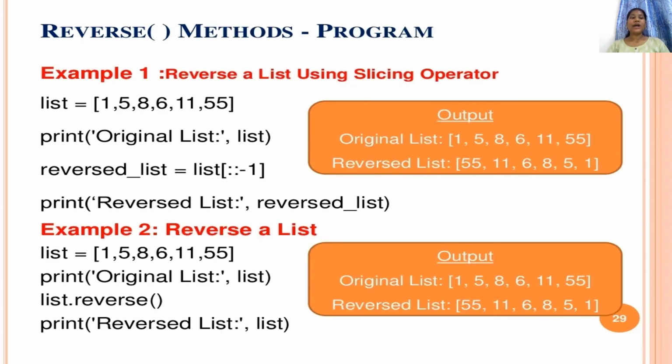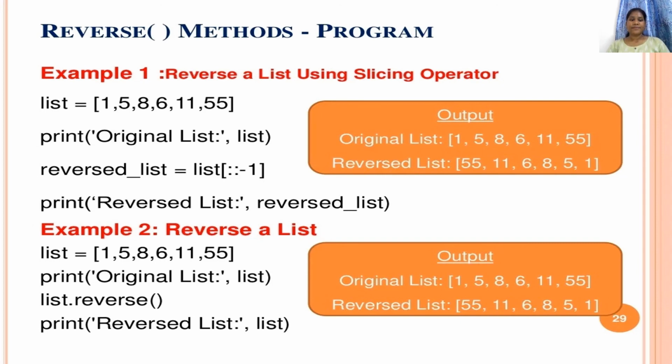Here is an example on the reverse method in a list. Here I considered a list 1, 5, 8, 6, 11 and 55 and printed the original list, and the reverse list, where I used slicing, that is list[::-1], and print the reverse list. The output for the given program would be the original list, that is 1, 5, 8, 6, 11 and 55, and the reverse list, that is 55, 11, 8, 6, 5 and 1.